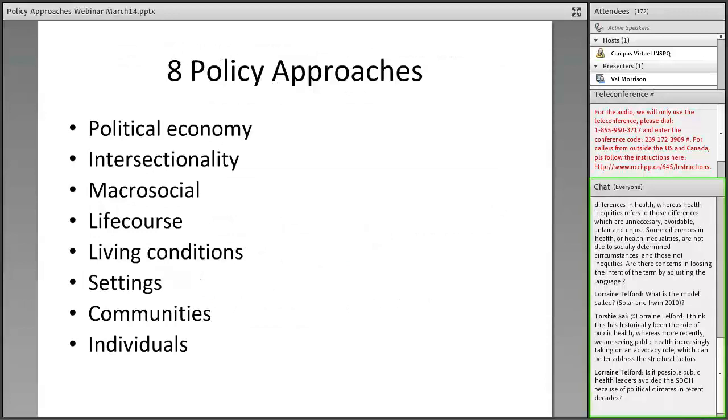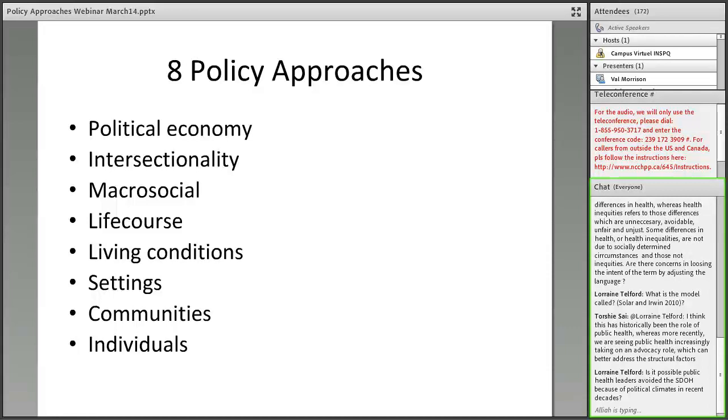So the 8 policy approaches that we looked at with this work and that we discuss in the document are political economy, intersectionality, macro-social policies, Lifecourse approach, and approaches that focus on living conditions, settings, communities, and individuals. And this list isn't meant to be necessarily an exhaustive one. There may be ones that we've missed, but I think we cover the main ones that we see used and propose to be used to reduce health inequalities.